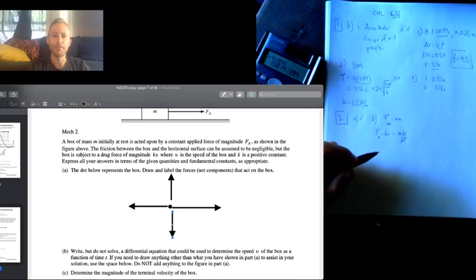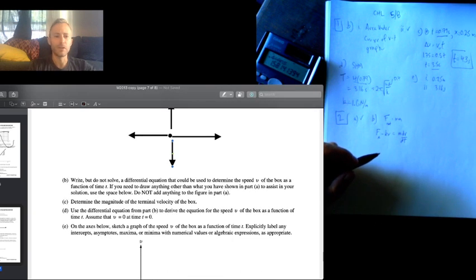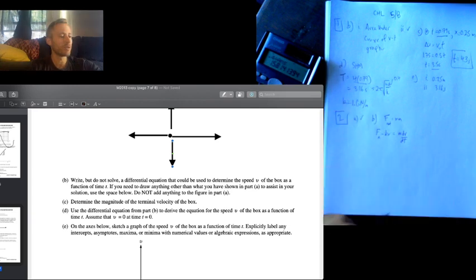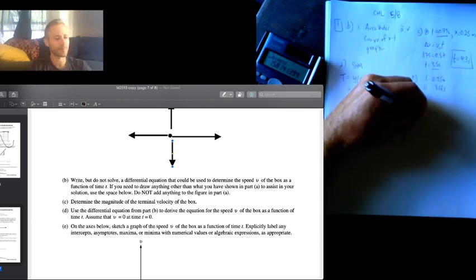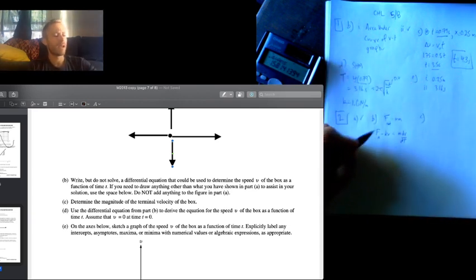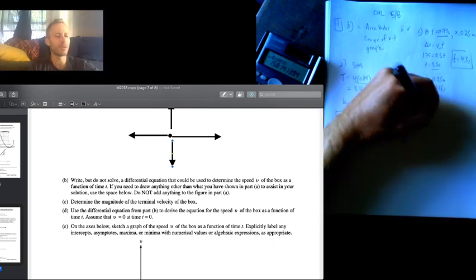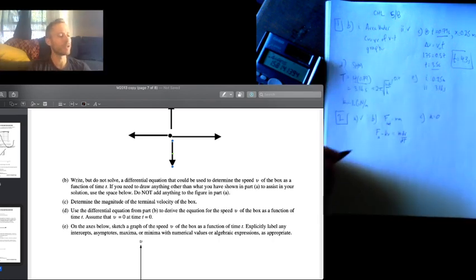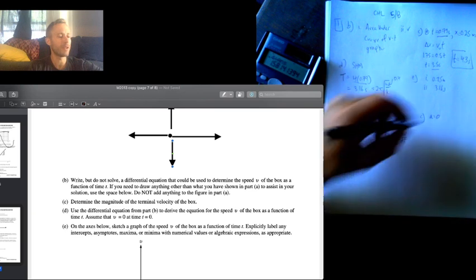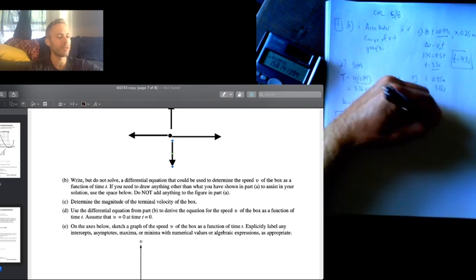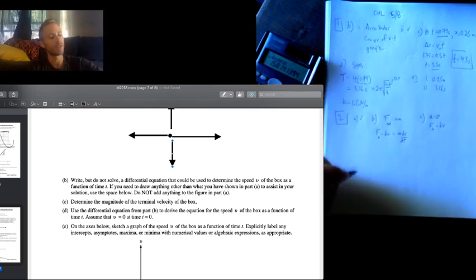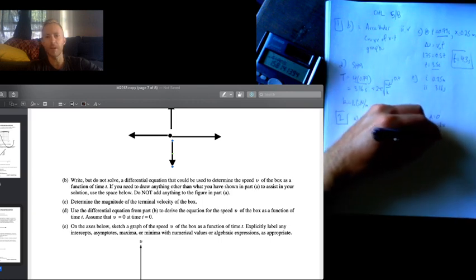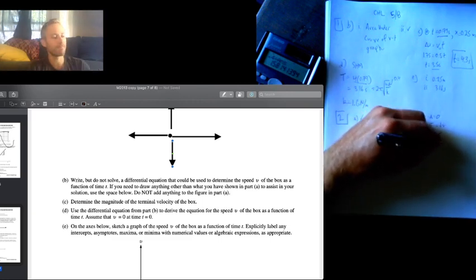Okay. Determine the magnitude of the terminal velocity of the box. Acceleration equals 0 at terminal velocity. So we have basically F_A equals kV, which says that the terminal velocity is F_A over k.